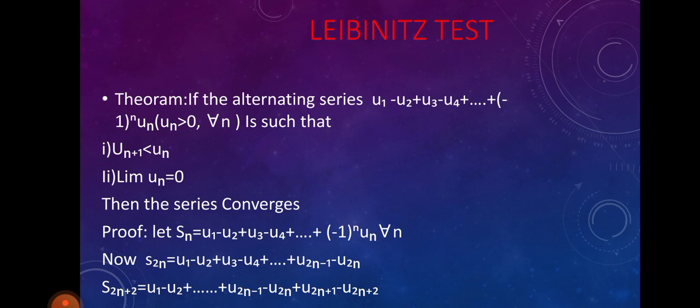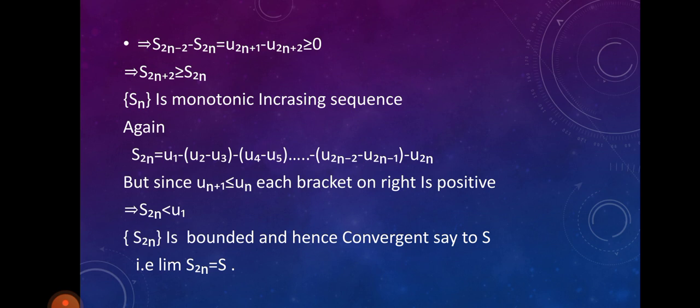So, proof. Let Sn is equal to u1 minus u2 plus u3 minus u4 plus up to minus 1 raised to n into un for all n. Now S2n is equal to u1 minus u2 plus u3 minus u4 plus up to u2n minus 1 minus u2n, and S2n plus 2 is equal to u1 minus u2 plus up to u2n minus 1 minus u2n plus u2n plus 1 minus u2n plus 2.